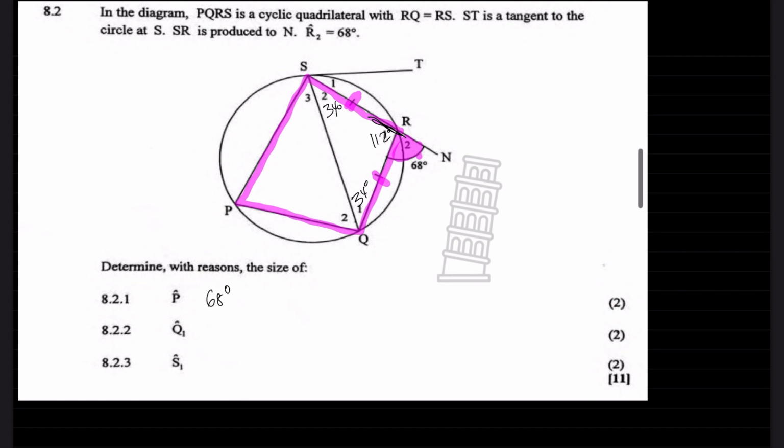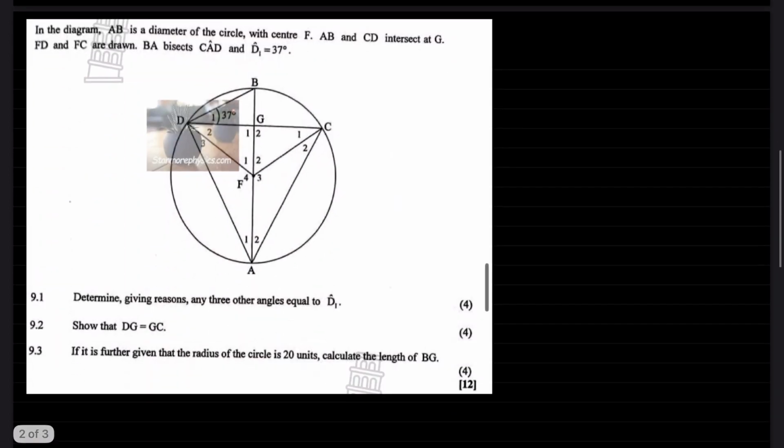Then they want to know what is S1. So S1 is this angle right here. And importantly, they tell us that ST is a tangent. So this angle right here is the angle that the tangent makes with the chord. And we can use the tangent-chord theorem. That means it's going to equal this angle right here. So S1 is going to equal 34 degrees as well. All right, let's move on.